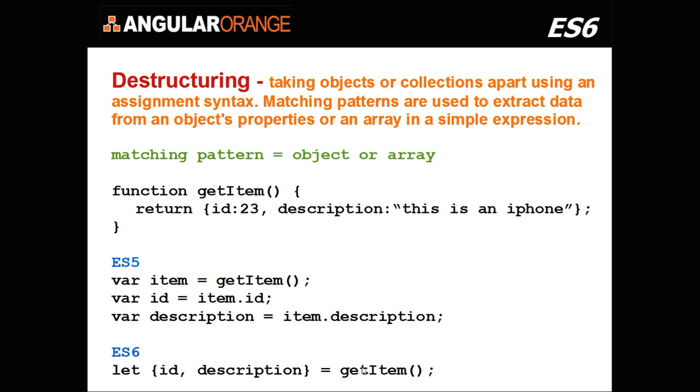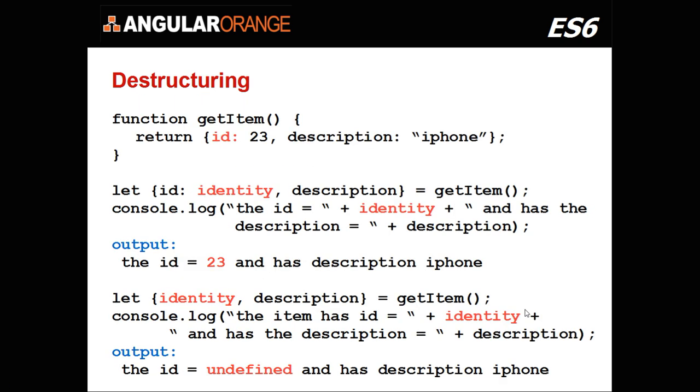In ES6, you get the item, and a destructuring fills the ID variable and the description variable. So you can now use those two variables in your code. Now, when we say matching pattern, we mean this ID has to match this ID, this description has to match this description, or else your variable would be undefined and you'd be using an improper variable value.